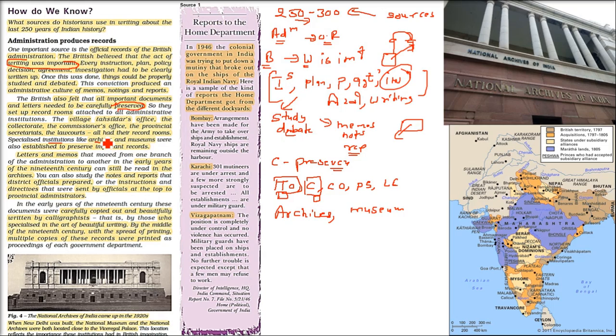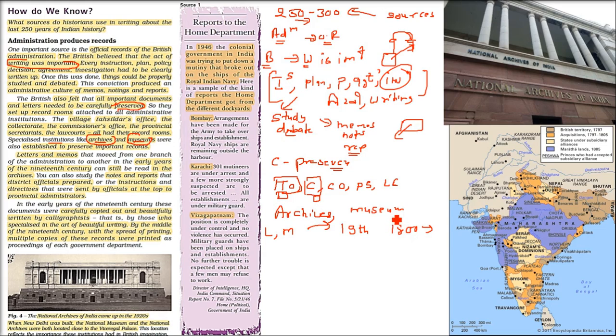Archives means Abhilekhagar. Archives are for the written material, documents, etc. Museum is for things like a talwar or something which they would keep on their desk. Okay. So I'm talking about the 19th century. What happened here? Around 1800 and plus.